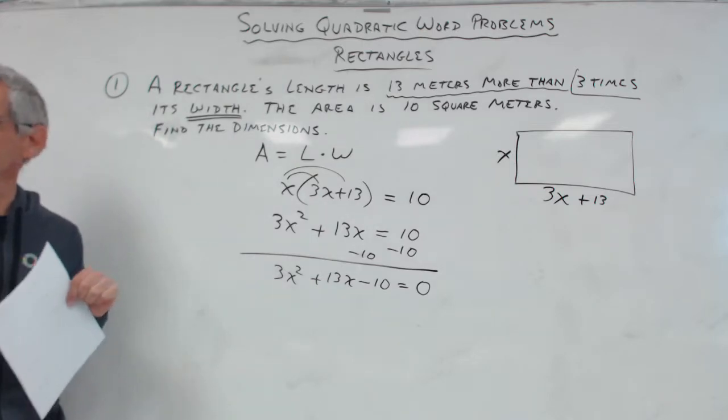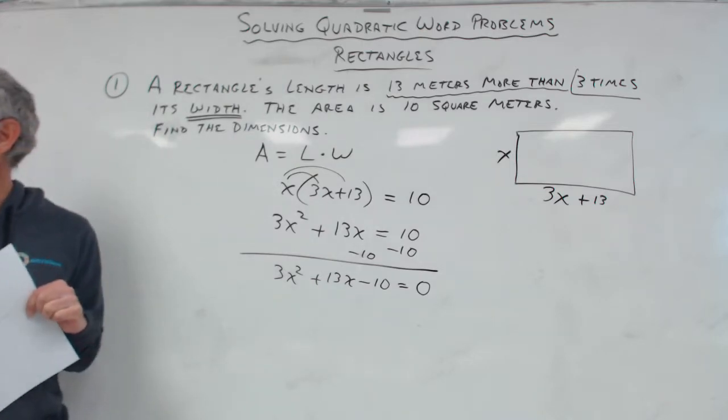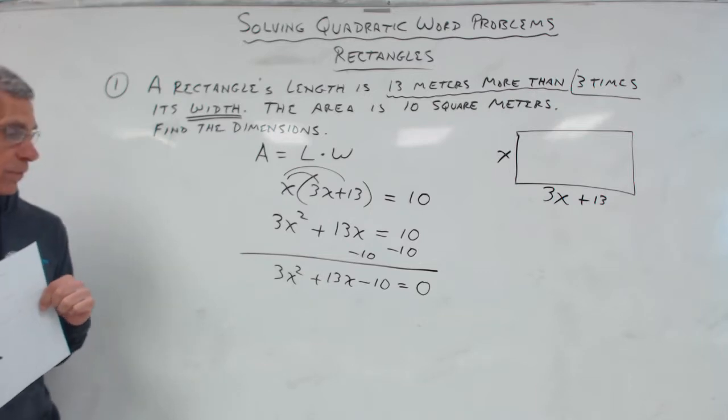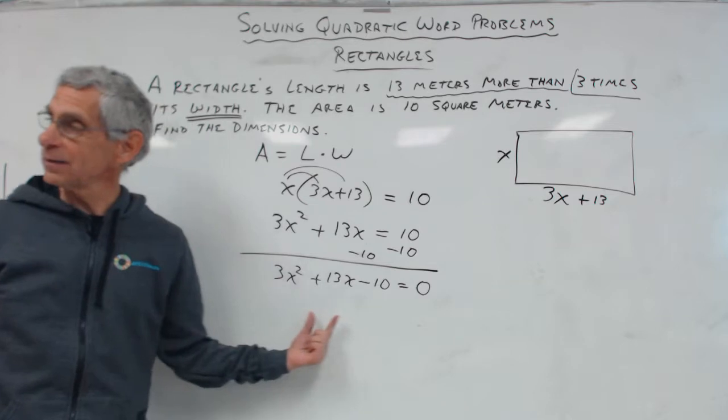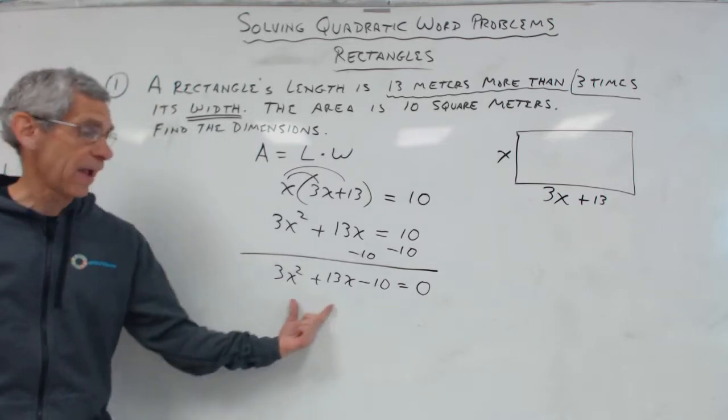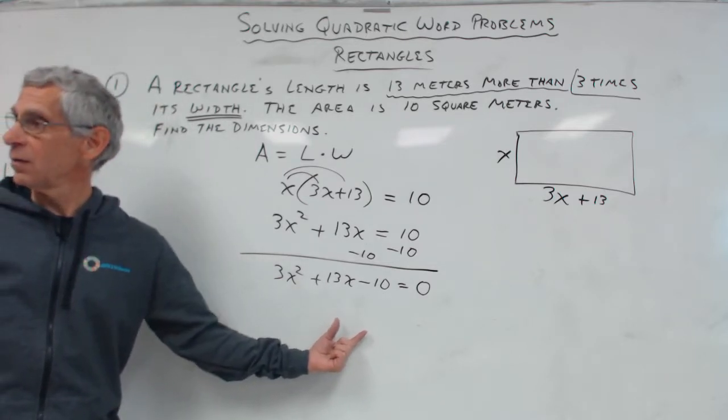Everybody understand how I got it so far? What I've been doing? It's really easy. And then would you subtract 13x on both sides? No, now that I have it equal to 0, then I'm ready to look at what I have that's equal to 0. Right?